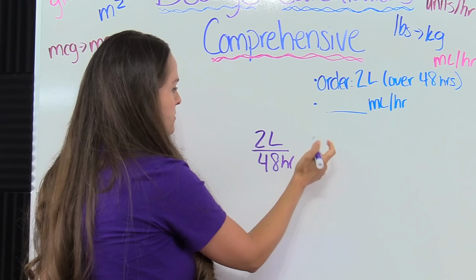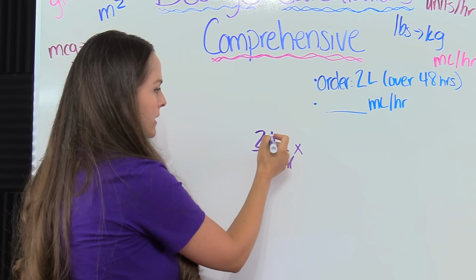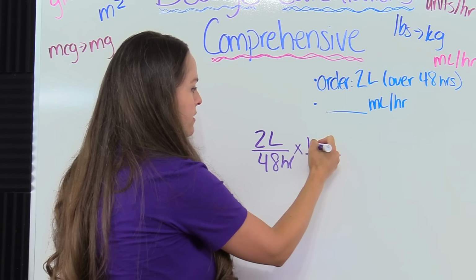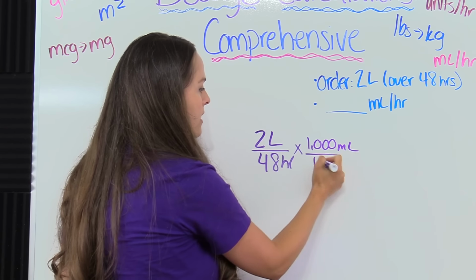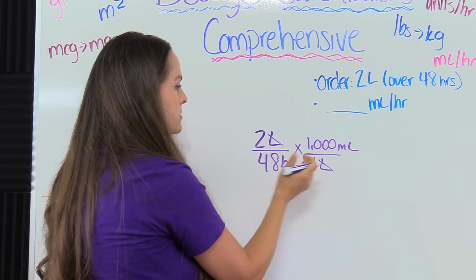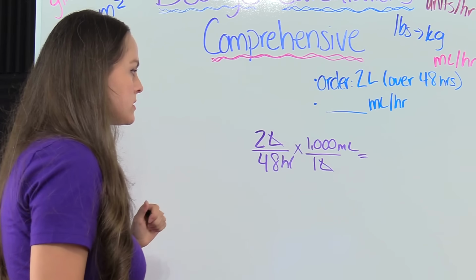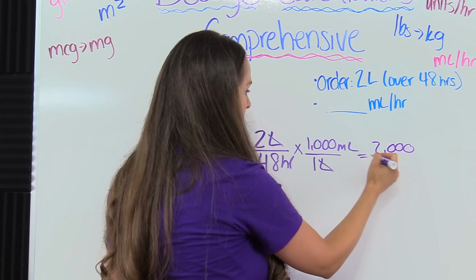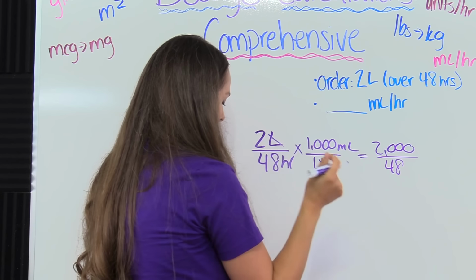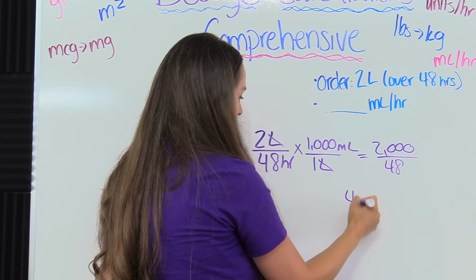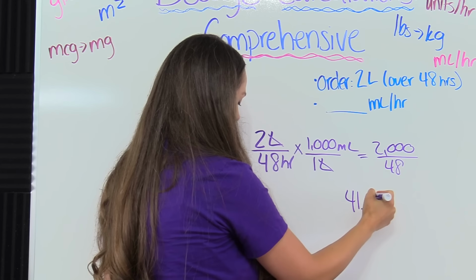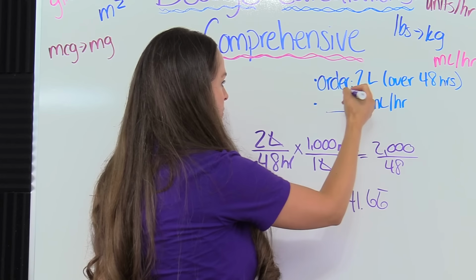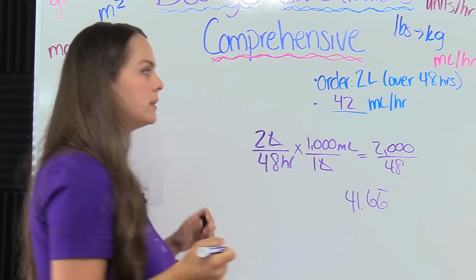So we need to get to milliliters per hour. So we're already here in hours, but we need to get this to milliliters. So we know from our metric table that there is 1 liter in 1,000 milliliters. That cancels out our liters, and look, we're here, milliliters per hour, so we are ready to solve. So multiply everything and divide. So 2 times 1,000 is 2,000, 48 times 1 is 48, and when you divide 2,000 by 48, you get 41.66 repeating, and I'm going to round to the nearest whole number, and again follow your program's rules for rounding, and our answer is 42 milliliters per hour.